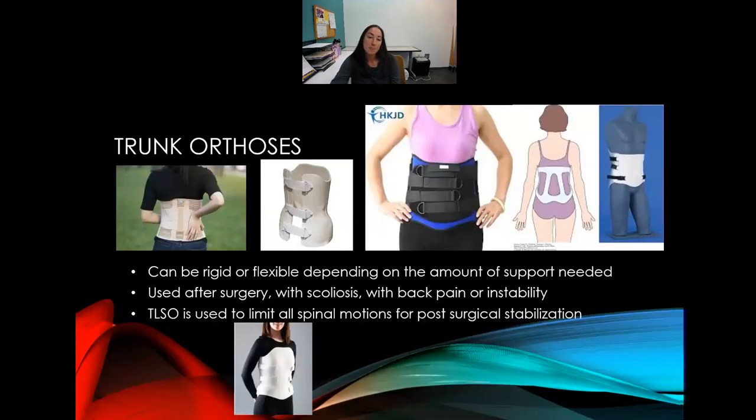All right, now we're moving up to the trunk. So some of the trunk orthosis can be rigid, they can be flexible. So usually if it's a surgery or something, it'll be more rigid. If it's just to support the low back for pain, it will be more flexible. It can be used with people who have scoliosis or recent back surgery or some type of instability. It is used to limit spinal motion, especially a very stable orthosis, and help them maintain their precautions after a surgery as well.